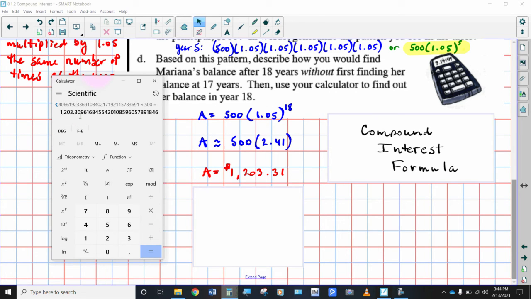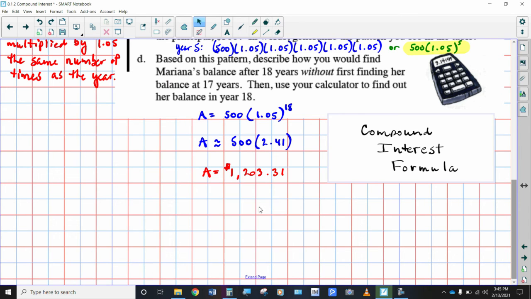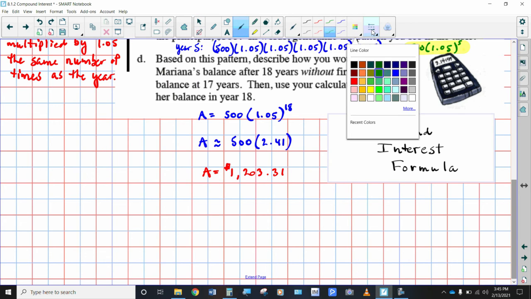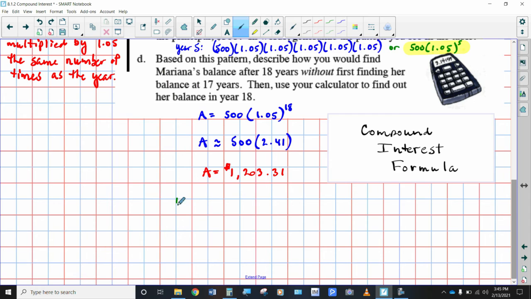And this one, I will round off to 31 cents, $1,203.31. So our new balance is going to be $1,203.31, meaning that after 18 years, the amount of interest that she has earned in 18 years would have to be $703.31, because 500 was already hers, but this is how much she's got now. So you subtract those, and that's how much the bank has given her.